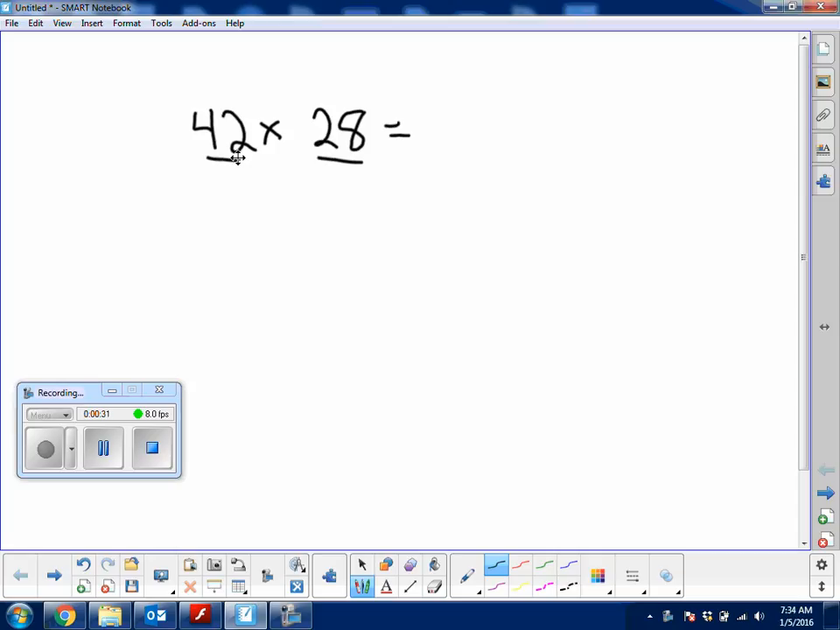Let's start first off by thinking which of these numbers would be easier to break apart, 42 or 28. In my opinion, I think we should look at the smaller number, so we're going to look at 28 right now. What I want to do is break 28 up into a multiple of 10 and another number. I can take 28 and make it into 20 plus 8, because 20 plus 8 equals 28.